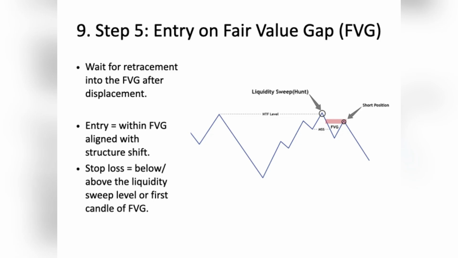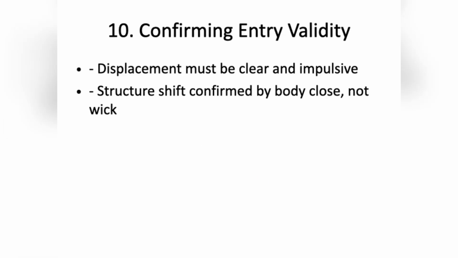We don't chase the displacement. We are patient. We wait for price to retrace back into the fair value gap created by that displacement. That is our high probability entry zone. Our stop loss goes logically beyond the liquidity sweep or the start of the FVG. A few quick checks for validity: the displacement must be clear and impulsive, and the structure shift must be confirmed by a candle body close, not just a wick.